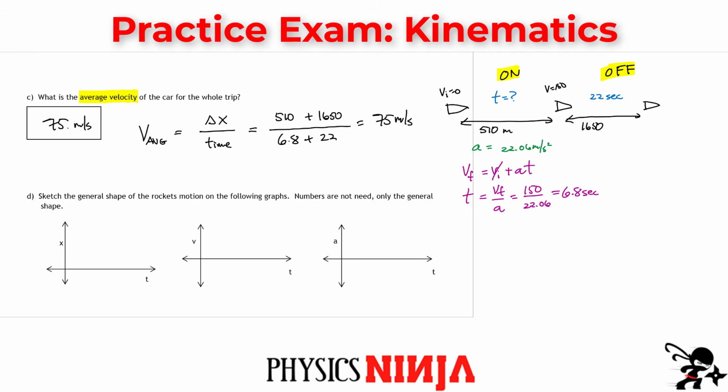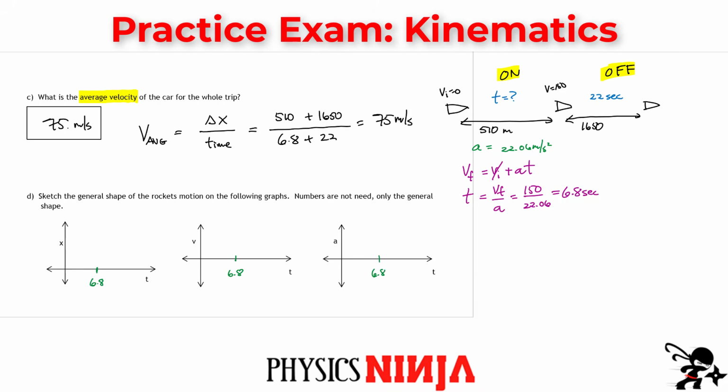All right, sketch the shape of the rocket motion. So what does it look like for the position, velocity, and acceleration? All right, so what I'm going to do is I will kind of break it down into what happens when the boosters are on versus off, and that'll be kind of my midpoint. All right, and this time I know, I just calculated. This was a time of 6.8 seconds.